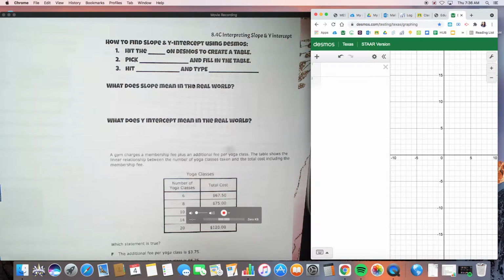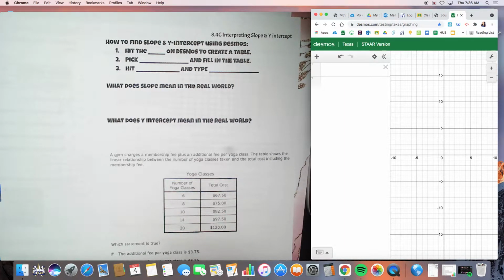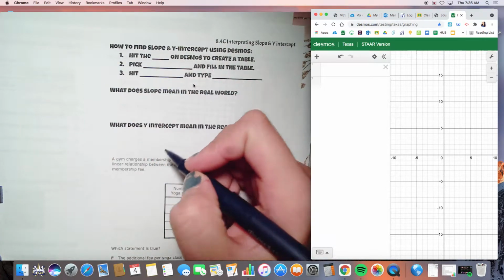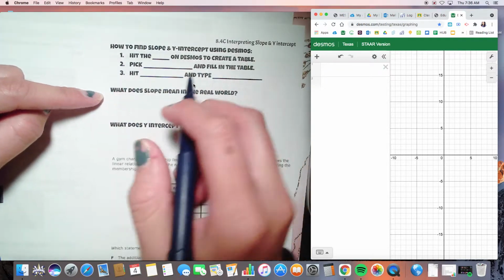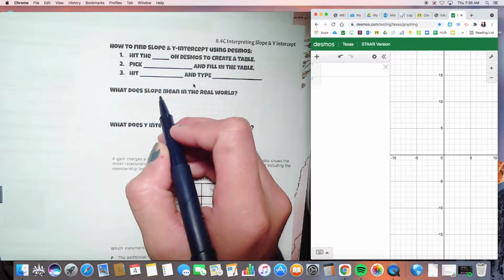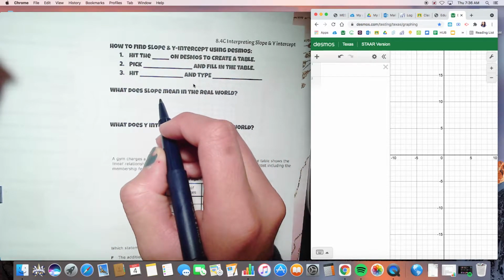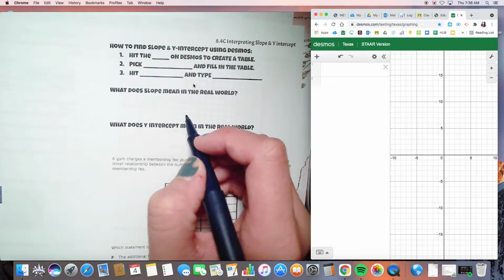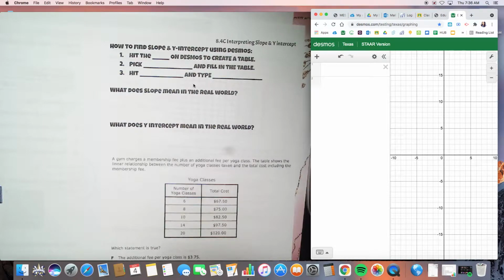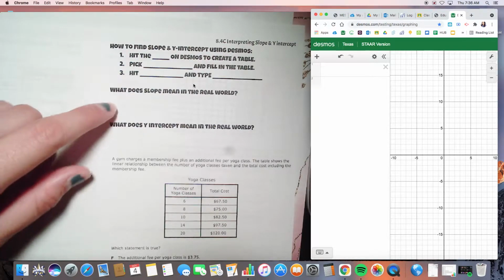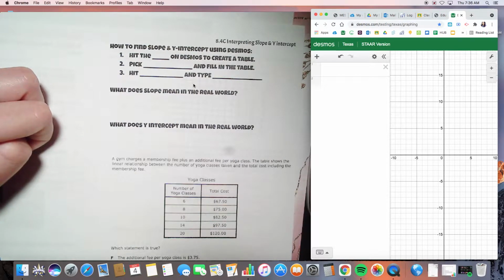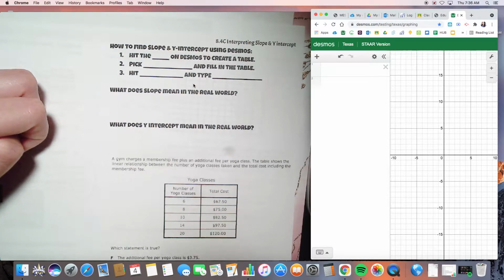Okay, so now we're going to go ahead and move on to interpreting slope and y-intercept. We're going to talk about what slope means because some of your questions are not going to specifically say, hey, find slope, hey, find the y-intercept. They're going to give you different words that will mean that you have to find slope or that you have to find y-intercept. So it's important to know what slope means.